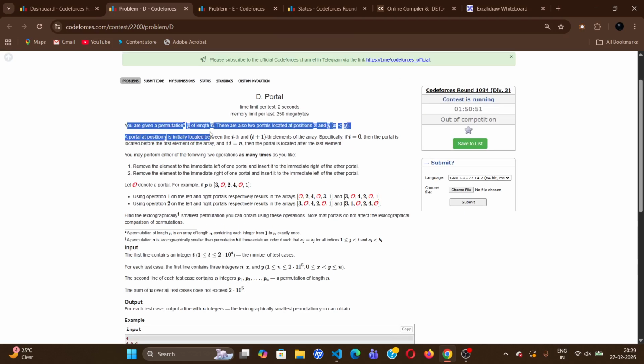We are given a permutation P of length n. There are also portals located at position X and Y. A portal at position i is initially located between the i-th and (i plus 1)-th element of the array. Specifically, if i goes to 0, then the portal is located before the first element of the array. And if i goes to n, the portal is located after the last element.